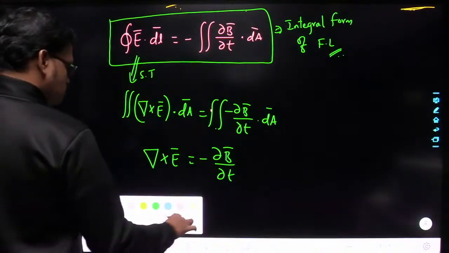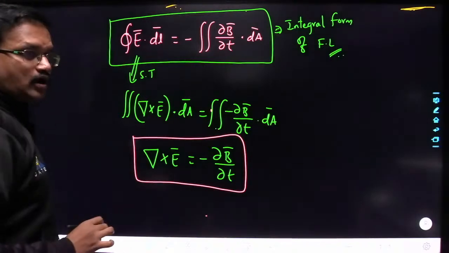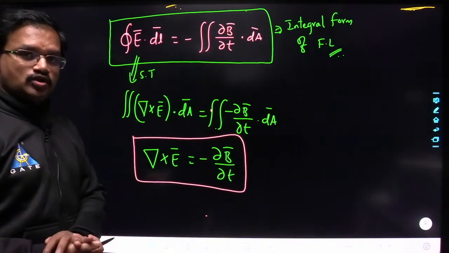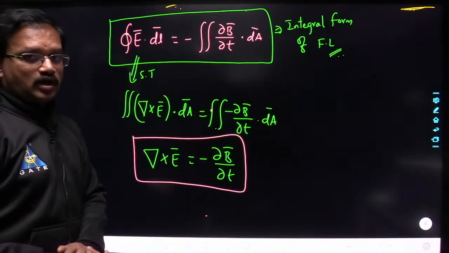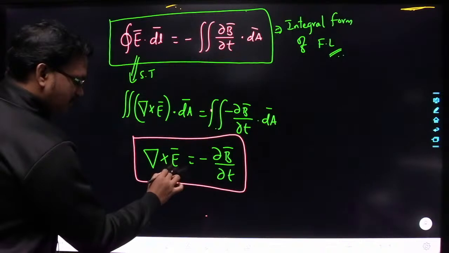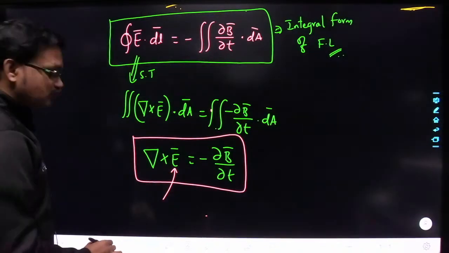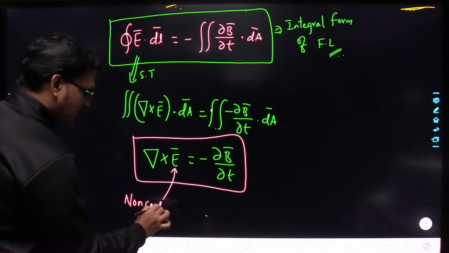If you observe here, we are not getting curl of E bar equal to 0. We are getting curl of E bar equal to minus dou B bar by dou t. Since curl of E bar is not equal to 0, the electric field here is non-conservative.